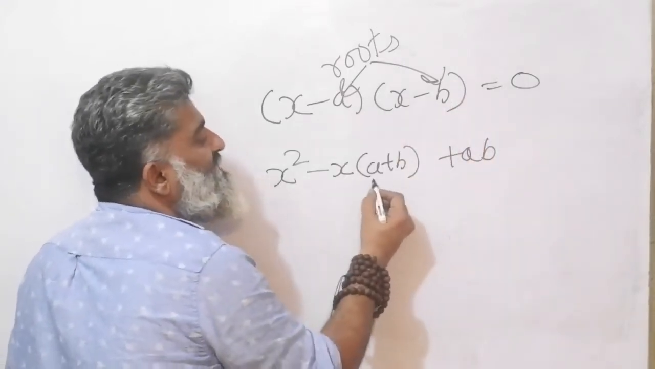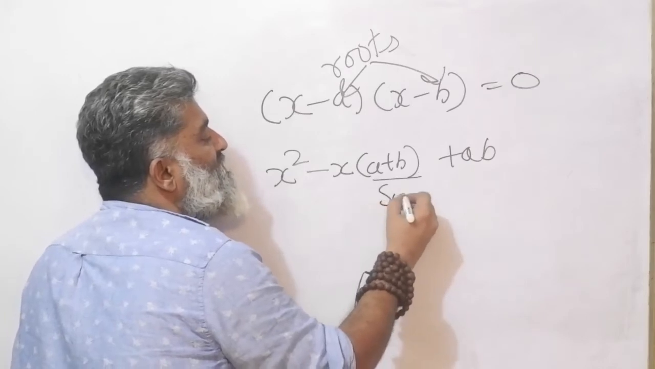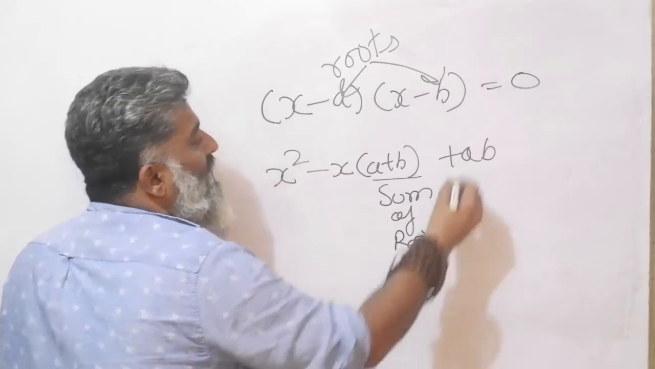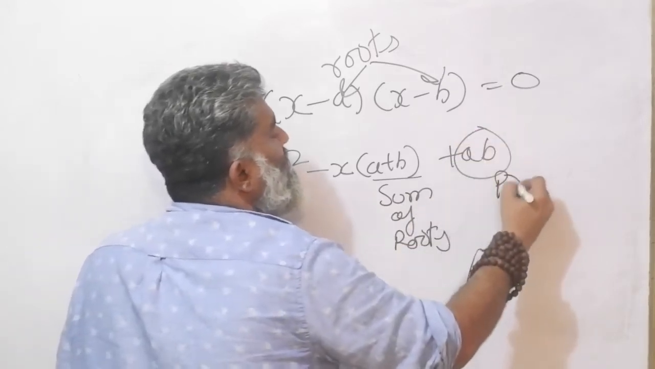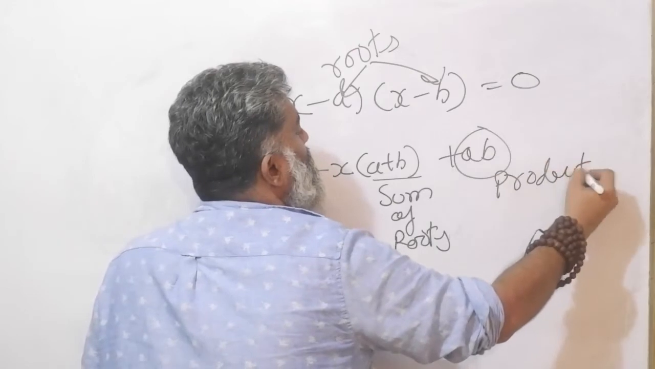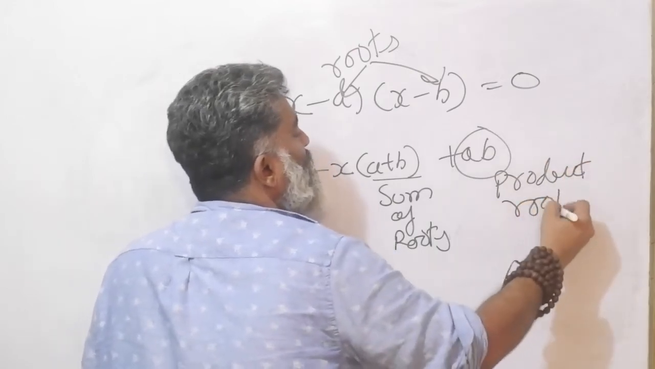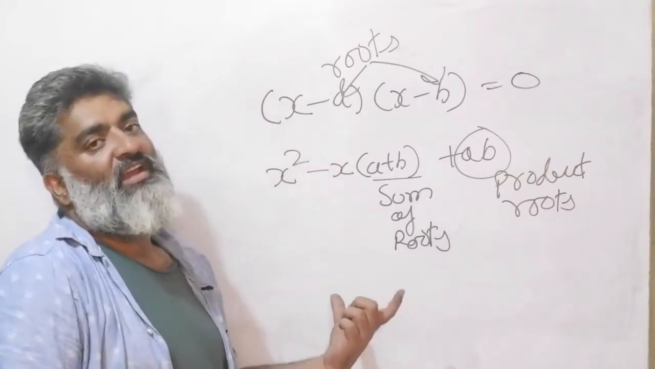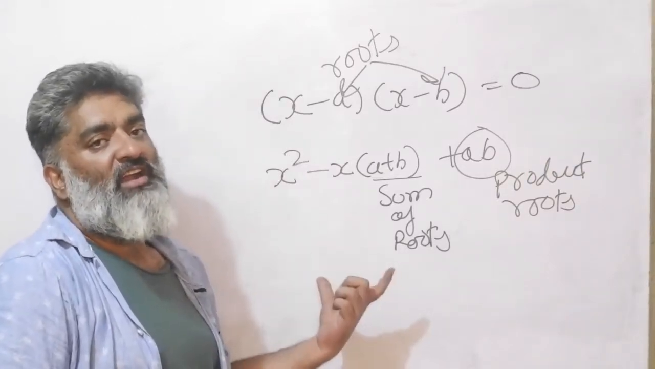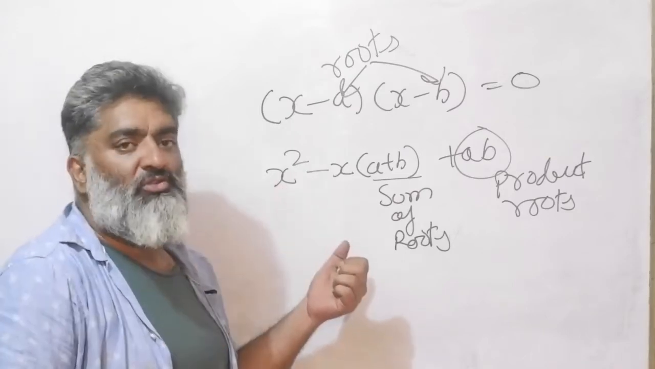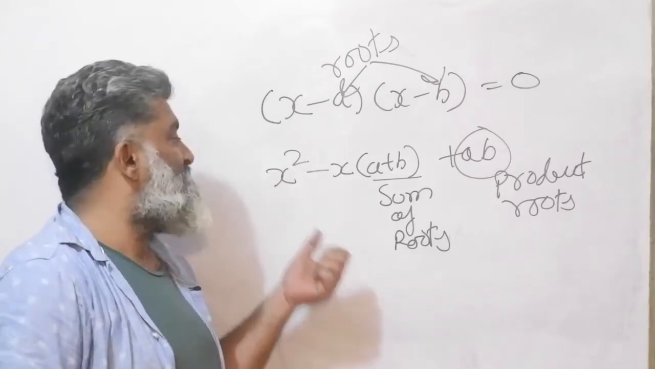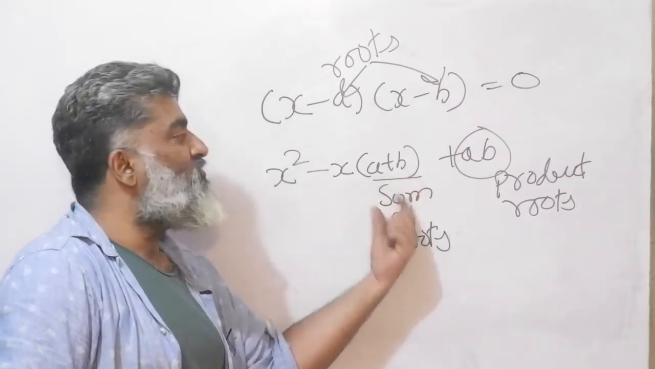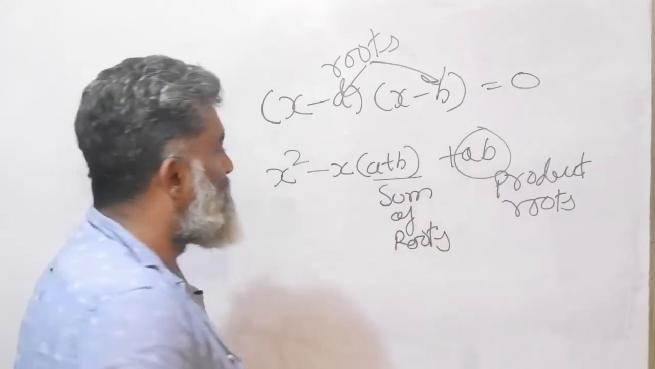Now notice this, these are the roots, right? So what is this? This is the sum of the roots. And what is this? This is the product of the roots. So this is another way of understanding or interpreting a quadratic equation: if you know the roots and you want to create a quadratic equation, it is very simple. x² - x(sum of the roots) + the product of the roots.